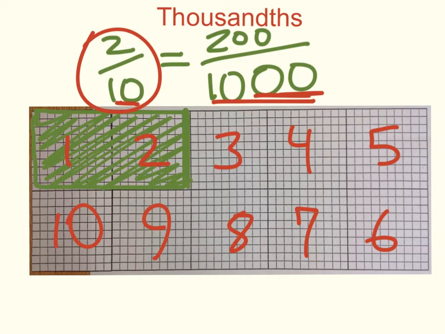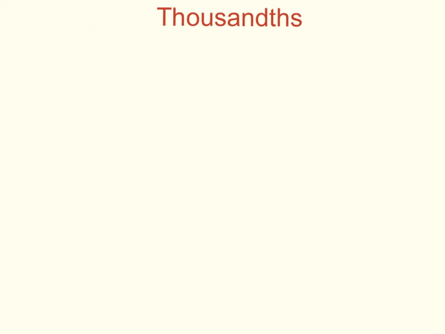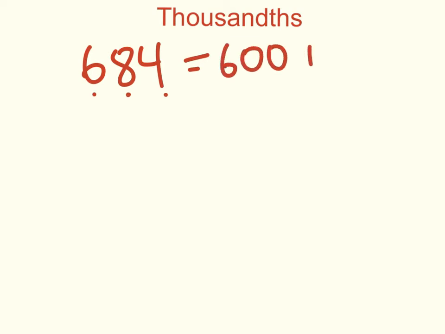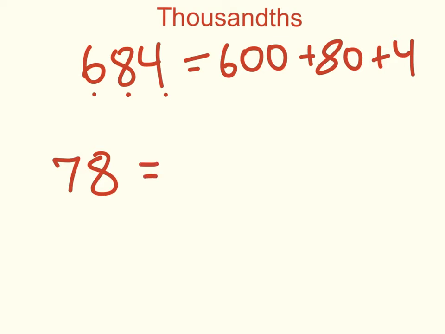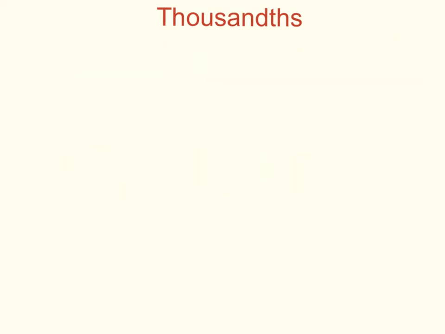The next thing we're going to talk about is writing decimals in expanded form. So just to quickly recap, do you remember expanded form? If I had a number like 684, you have to represent each place value. So you'd have 600 plus 80 plus 4. If I had a number like 78, you would show 70 plus 8 because you're representing each place value. Now when you get a decimal, it's the same idea.